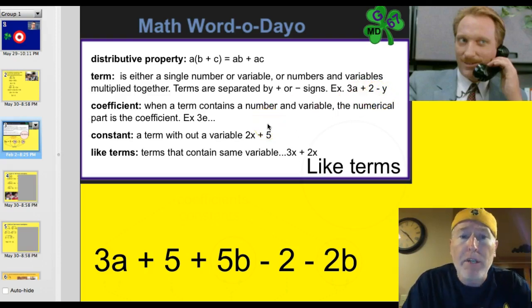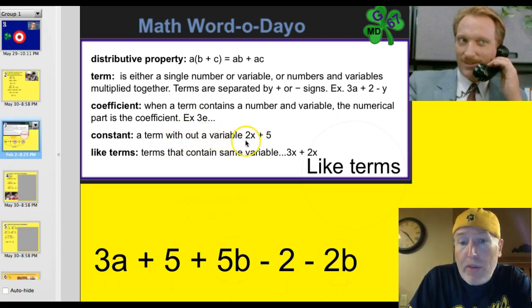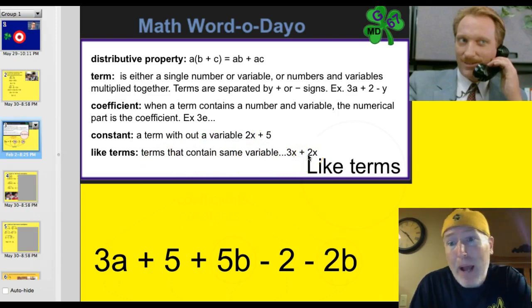A coefficient is when a term contains a number and a variable, like 3e or 3a. The 3 is the coefficient, the e is the variable. A constant is a term without a variable. So I've got 2x plus 5. This one doesn't have a variable. That's a constant. And then like terms are like 3x and 2x, or minus 2d and a positive 8d that we had on that first page.